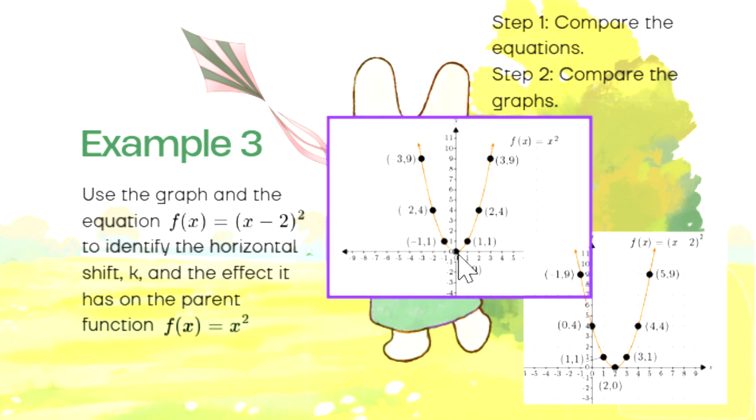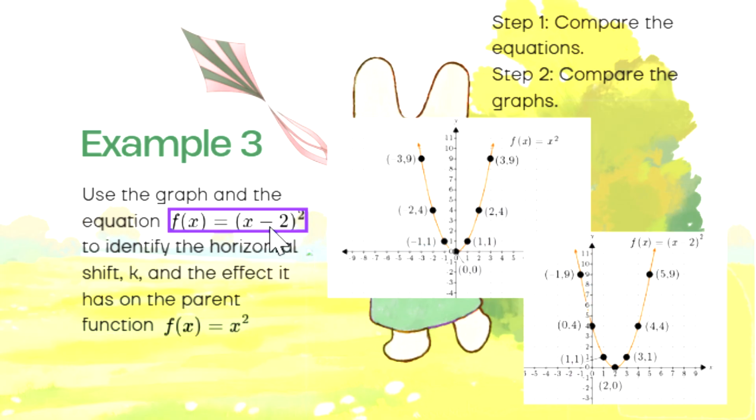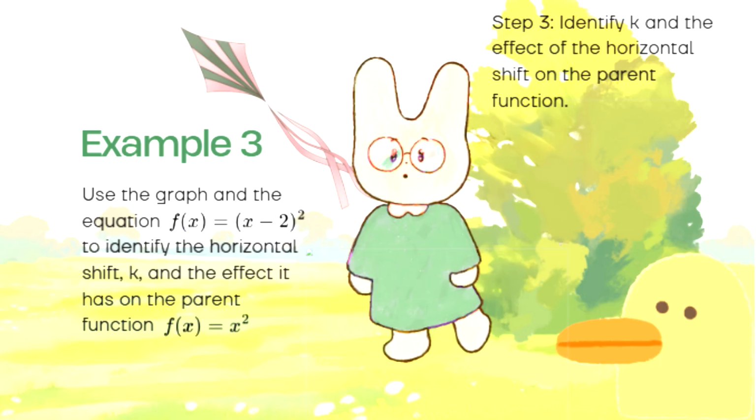You can see the parent touches the origin, and the new one has moved to the right 2 units, which is exactly what we should see, the opposite. So plus 2, to the right 2. We already did all this.